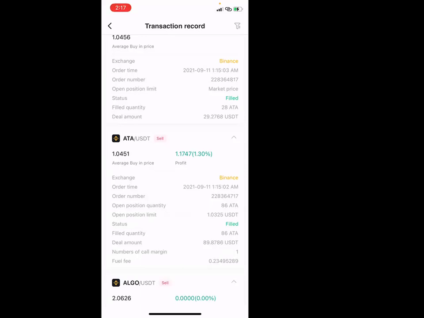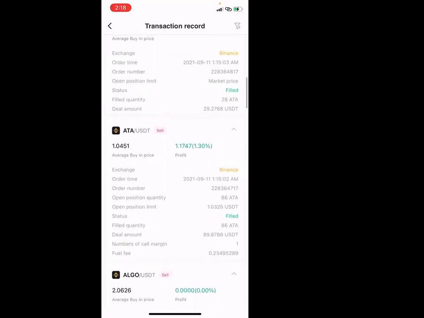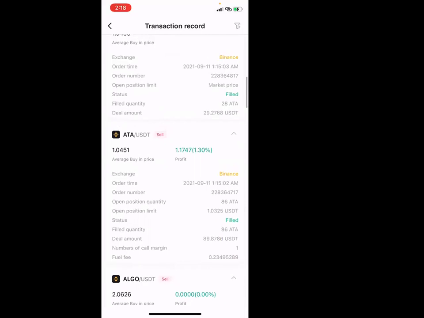Can you see fuel fee? The fuel fee is 0.23495289. What's this fuel fee for? This fuel fee is the 20% of the profit. This is what the robot takes. So, if the robot doesn't have access to your profit, to your money in Binance, so how does it take this fuel fee?